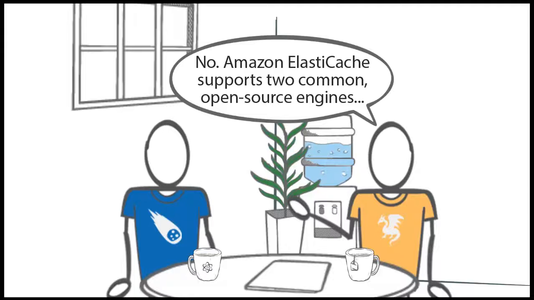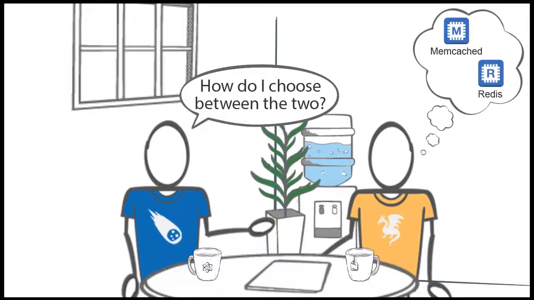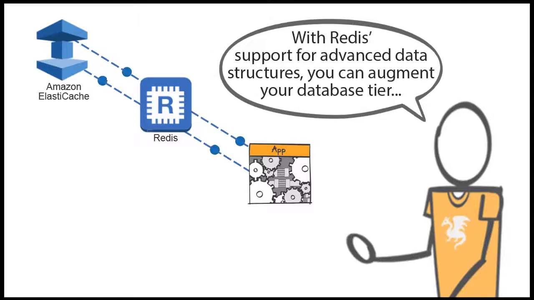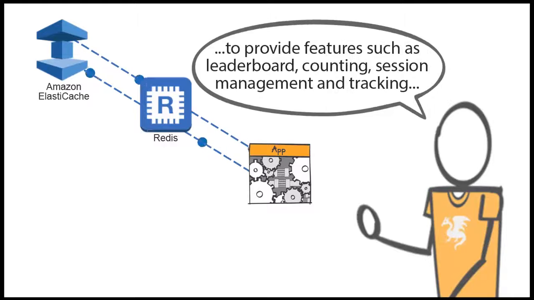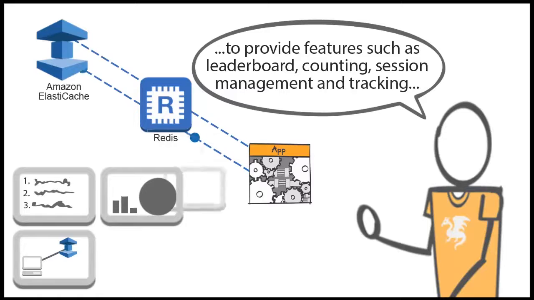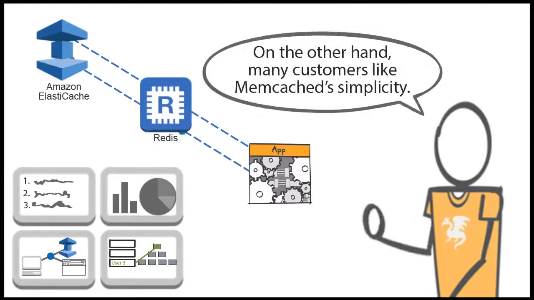Will I have to learn a proprietary API to use Amazon ElastiCache? No. Amazon ElastiCache supports two common open-source engines, Memcached and Redis. How do I choose between the two? Applications needing a data structure server will find the Redis engine more useful. With Redis's support for advanced data structures, you can augment your database tier to provide features such as leaderboard, counting, session management, and tracking that are hard to do cost-effectively with relational databases. On the other hand, many customers like Memcached simplicity.